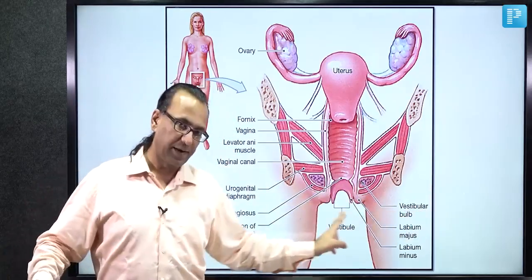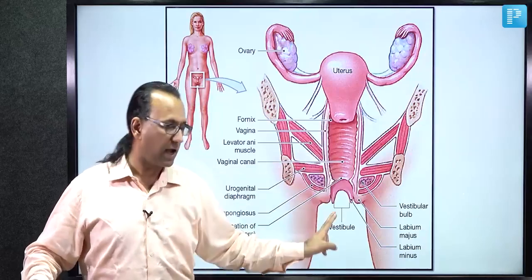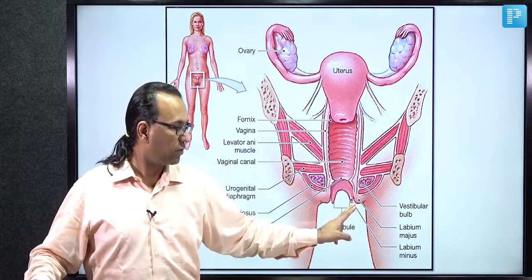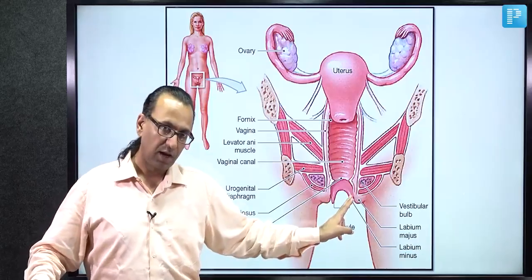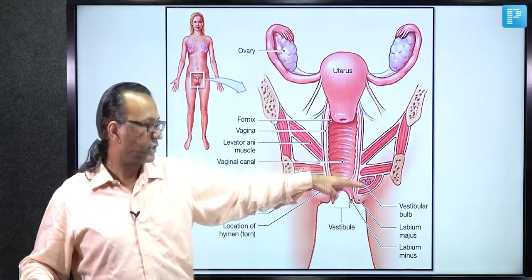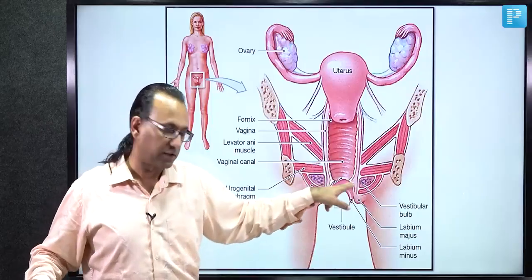The vestibule is a space where you have the opening of the vagina and the urethra. The vagina opens in the vestibule bounded by the two labia minora and below the membrane called the hymen, which is partially covering the vaginal introitus.